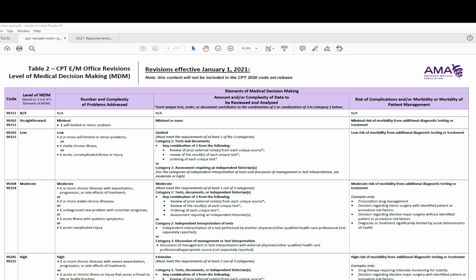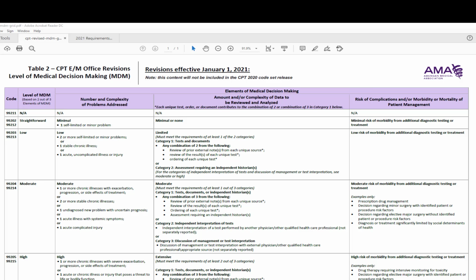All right, so let's look at category 1, tests and documents. Any combination of two from the following. Review of, now this is on the date of the exam, review of prior external notes from each unique source, review of the results of each unique test, and ordering of each unique test. Okay, so if you order x-rays or labs on that exam visit, okay, that's one. What do we do for the second one? We need a second one in there to qualify for this. All right, so unless that patient comes in with prior records or you get a hold of those records that you're looking at, that's going to be a little challenging.